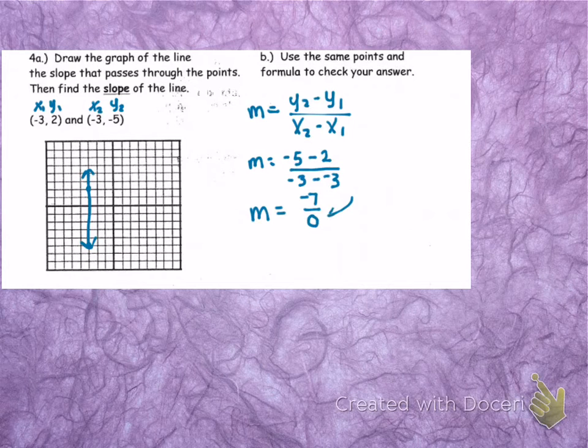Now that is an issue. We can't divide by 0. If you try and do that in your calculator, you're going to get 0 error or just an error. Because when we divide by 0, that is what we call undefined. Or what we term as no slope.